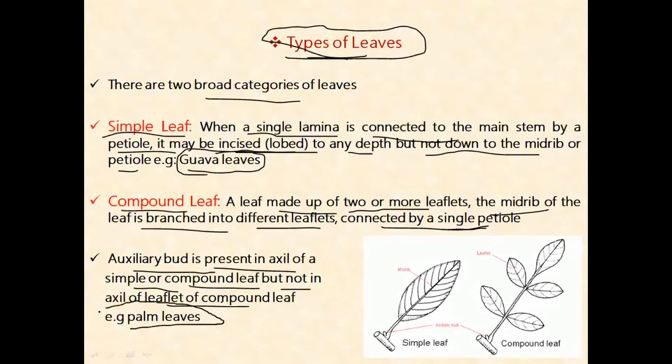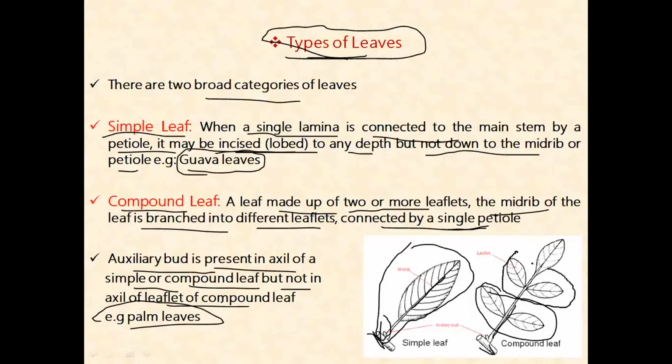For example, palm leaves. You can see here, this is a simple leaf. So this is the entire lamina, connected to the stem. Here, an axillary bud is present. This is the midrib. This is the compound leaf. You can see here, this is the stem, and the midrib is divided into leaflets. You can see here these two leaflets, other leaflets, and also an axillary bud is present in the axil of the compound leaf, but is absent in the axil of the leaflets of the compound leaf.